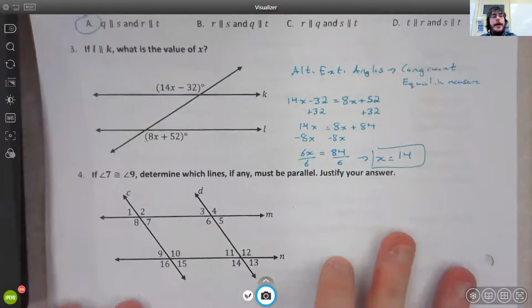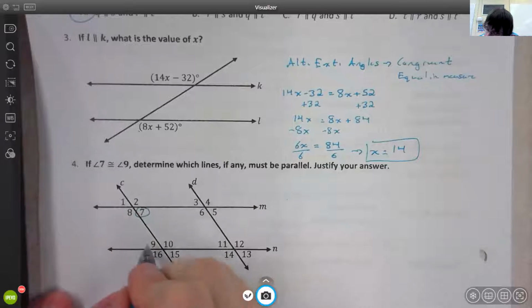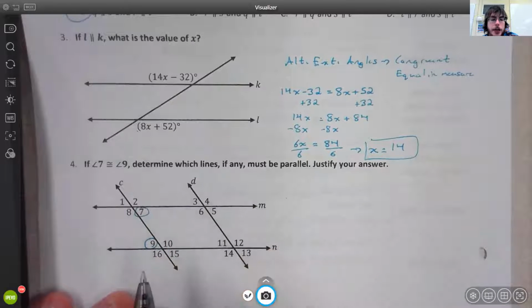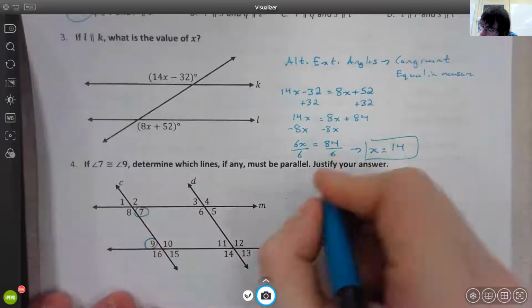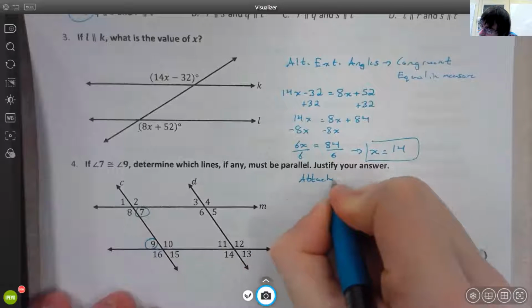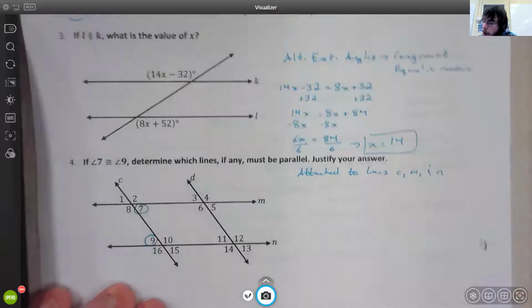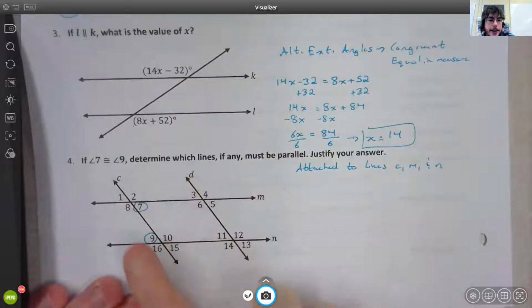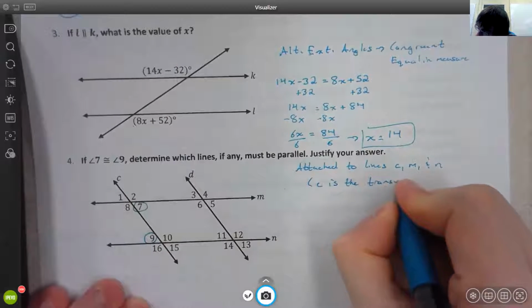Number 4, if angle 7, so we're looking here, is congruent to angle 9, so here, determine which lines, if any, must be parallel. Justify your answer. So 7 and 9 here. Well, 7 is attached to M and C, and 9 is attached to N and C. So we see that our angles are attached to lines C, M, and N. Now, which one of those is the transversal, C, M, or N? Well, as we can see, C would be our transversal. So C is the transversal.